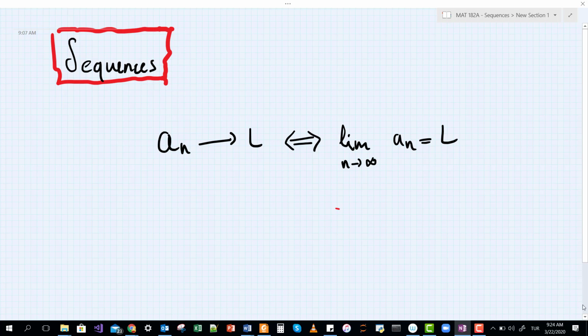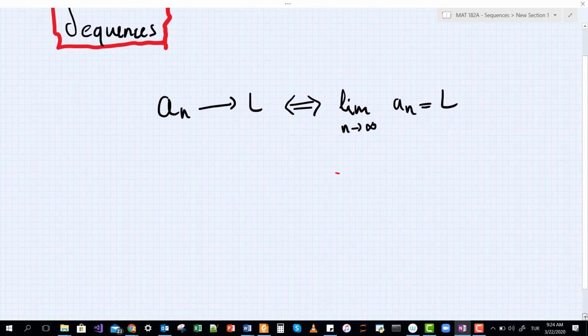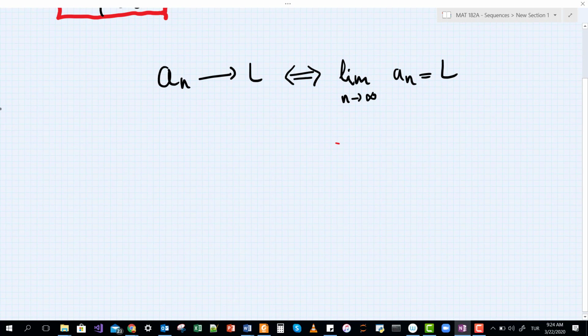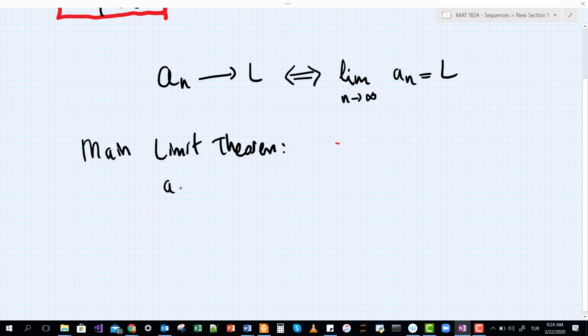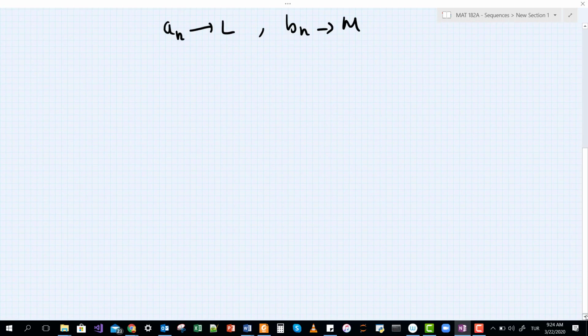For this purpose, if you remember, we learned the main limit theorem. The first thing we learned about the convergence of sequences was the main limit theorem. It was about the main algebraic operations between sequences. Let's say I have two sequences, and I know where they approach. Look at that: a_n approaches L, and then b_n approaches M.